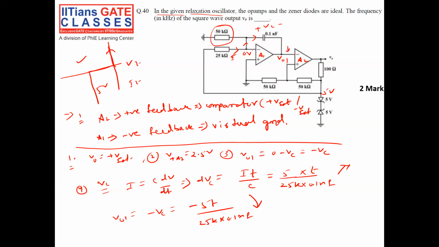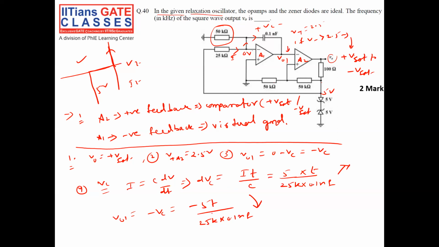But the thing is, in order to change my V out from plus Vset to minus Vset, what I want is this negative terminal should go more than 2.5 volt, right? Since V positive is 2.5 volt, if my V negative is greater than 2.5, then only my output will switch from plus Vset to minus Vset.